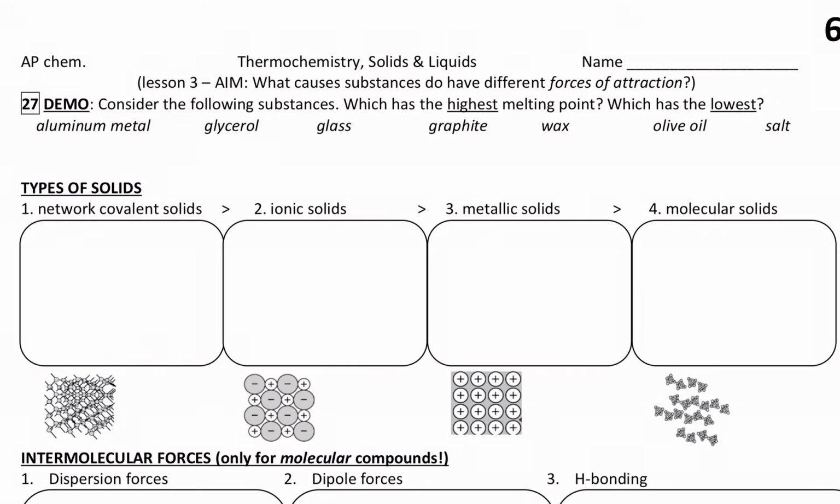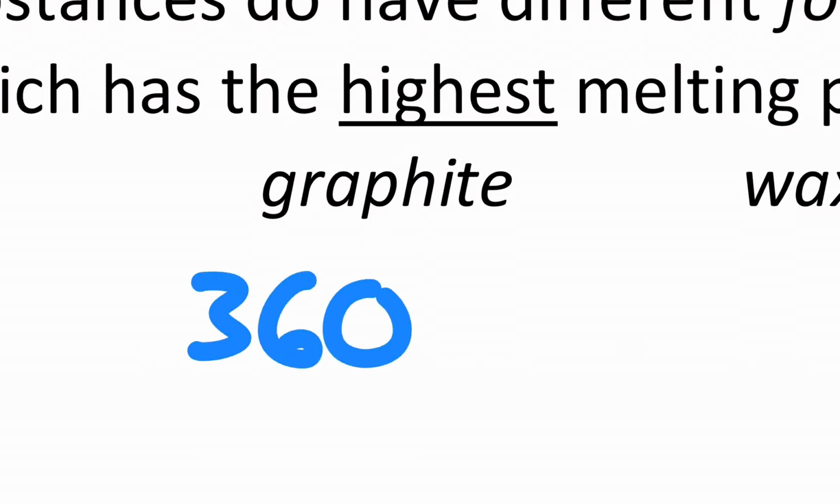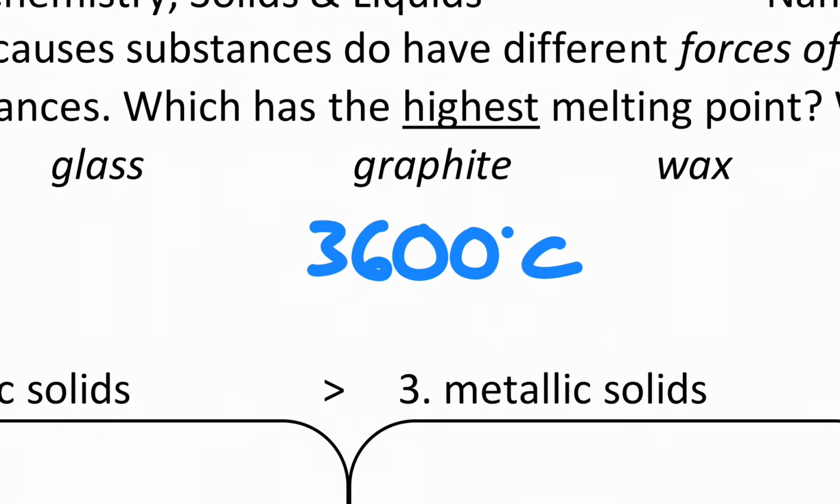Okay, so let's start with the highest one first. That's going to be graphite. If you guessed graphite, you are indeed correct. Graphite melts at about 3,600 degrees Celsius. It is a network covalent solid. It's one of the allotropes of carbon, and we'll talk in a moment about why it has such a notoriously high melting point, higher than anything else up there.